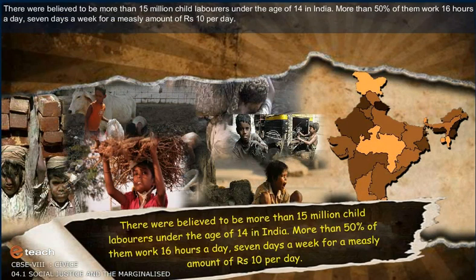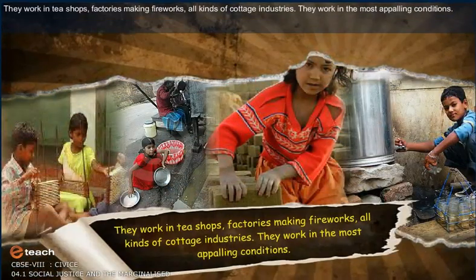There were believed to be more than 15 million child laborers under the age of 14 in India. More than 50% of them work 16 hours a day, 7 days a week for a measly amount of rupees 10 per day. They work in tea shops, factories making fireworks, all kinds of cottage industries. They work in the most appalling conditions.